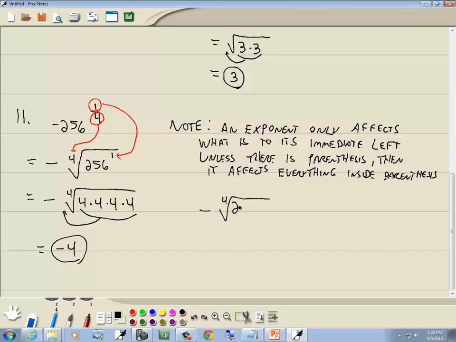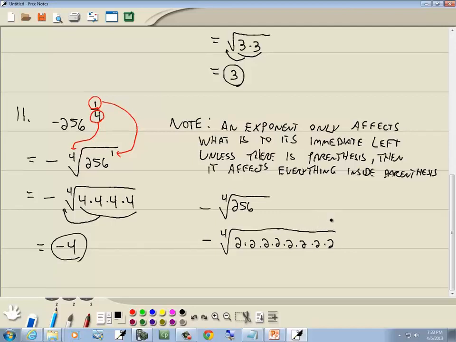Let me show if you actually did the prime factorization. 256 is 8 2's. It's 2 to the 8th power. 6, 7, 8. So if we did the prime factorization like that, our index is 4, so we're looking for a set of 4 of something. Well, here's 4 2's, so they're going to come out as a single 2. Well, here's another set of 4 2's, so they're also going to come out as a single 2. Try that again. I didn't write that very straight. There we go.